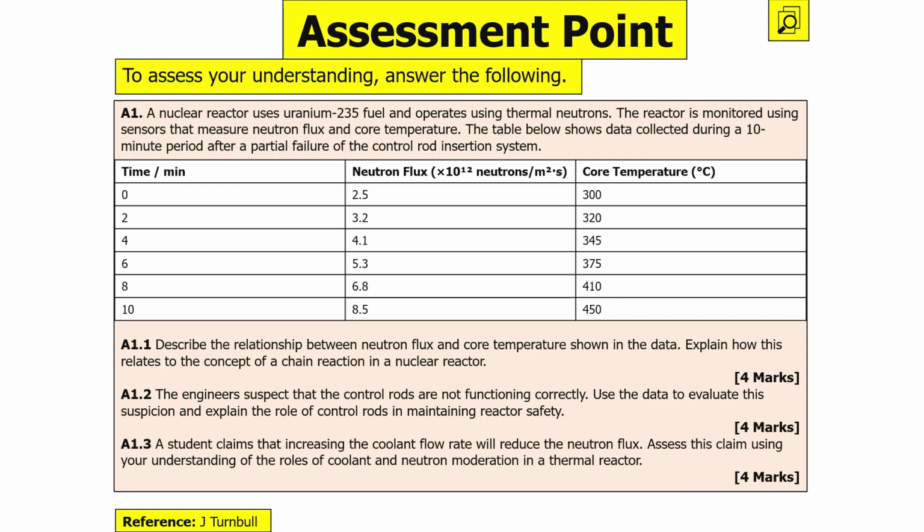The engineers suspect that the control rods are not functioning correctly. Use the data to evaluate this suspicion and explain the role of control rods in maintaining reactor safety. A student claims that increasing the coolant flow rate will reduce the neutron flux. Assess this claim using your understanding of the roles of the coolant and neutron moderation in the thermal reactor. So pause the video now and then unpause the video when you want to go through your answer.